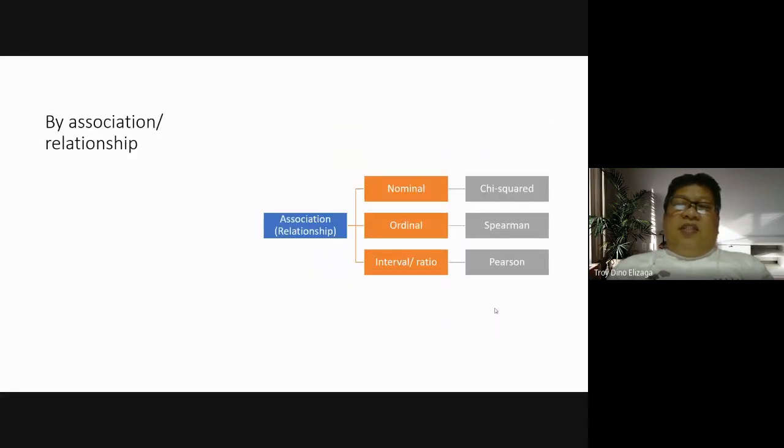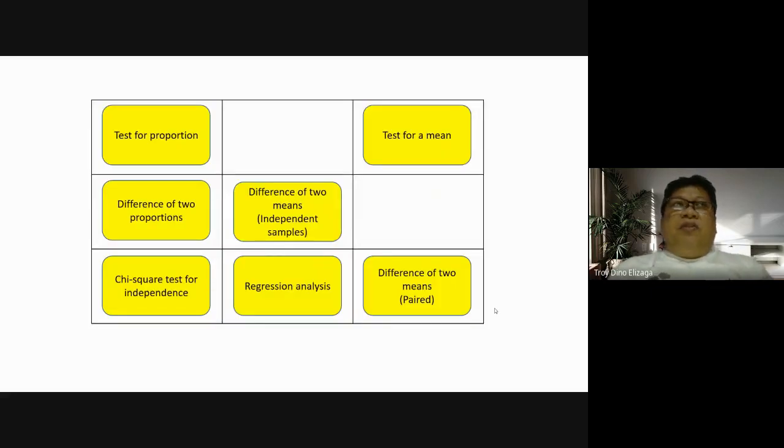So I decided to just use instead a very simple method of trying to figure out which statistical test to use, and I will only limit it to these seven. These tests are very simple. Some of them we already tackled, like the test for a mean, which is actually the t test, and the test for proportions.